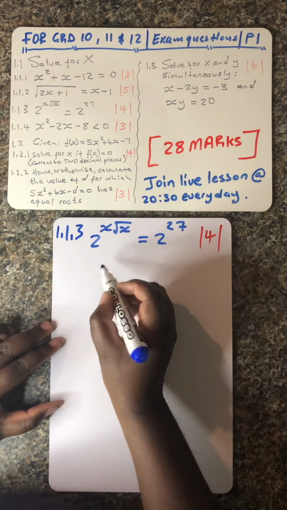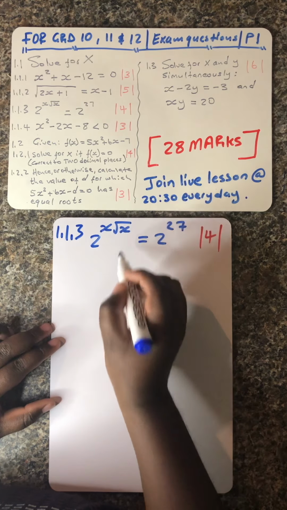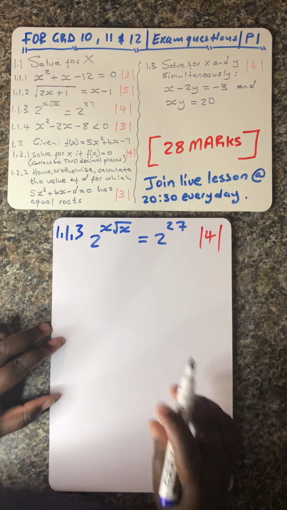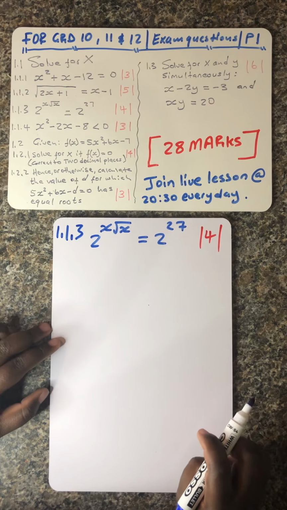So now, guys, we've got 2 to the exponent x square root of x, which is equals to 2 to the exponent 27.